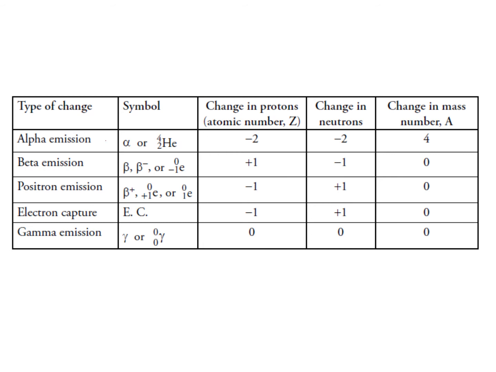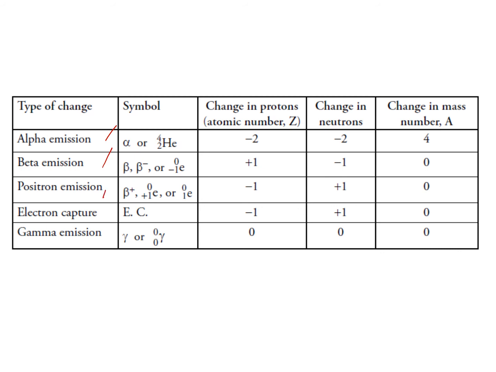The alpha emission is just equivalent to helium. The change in protons, the change in the atomic number, is -2. Change in neutrons, -2. Change in mass number, -4. And then the beta is just an electron. So +1 change in proton, -1 change in neutron, and 0 for the mass number.